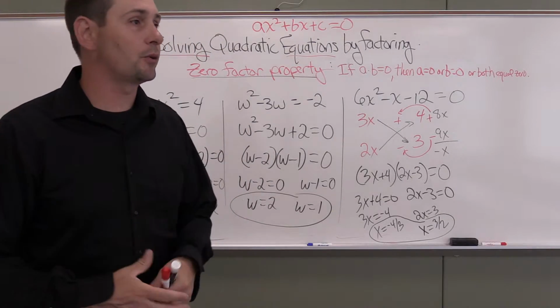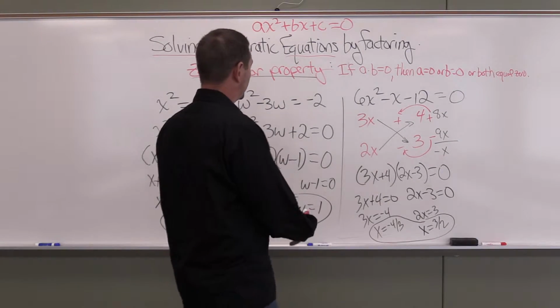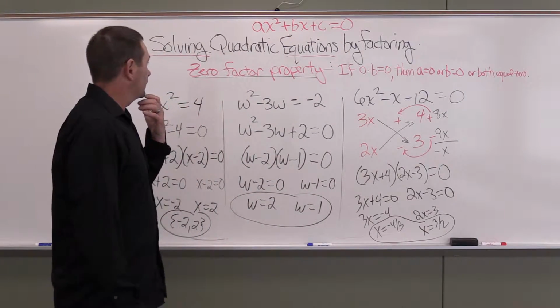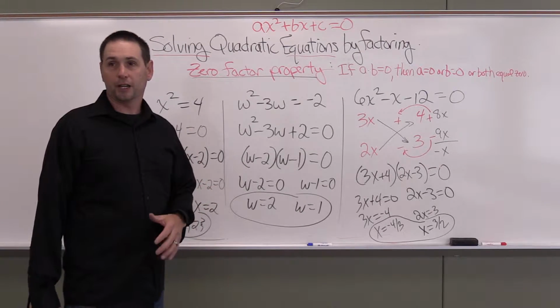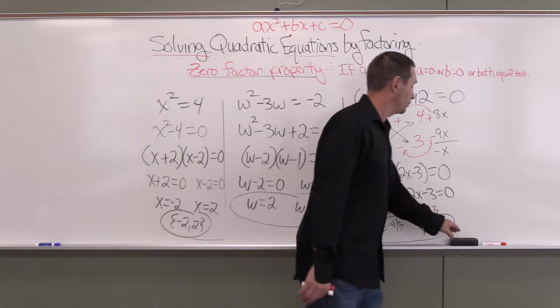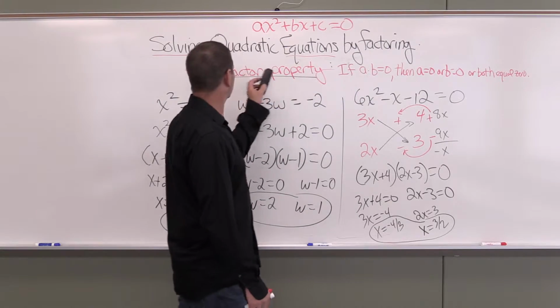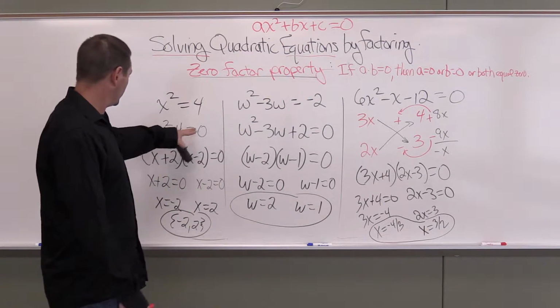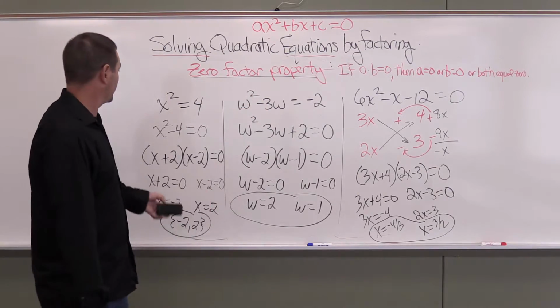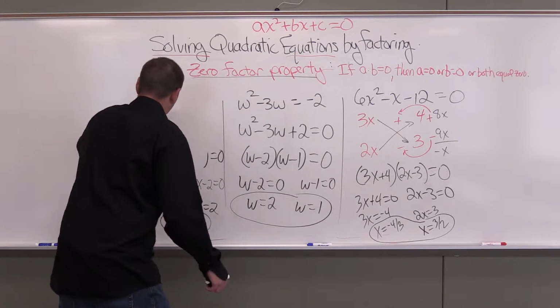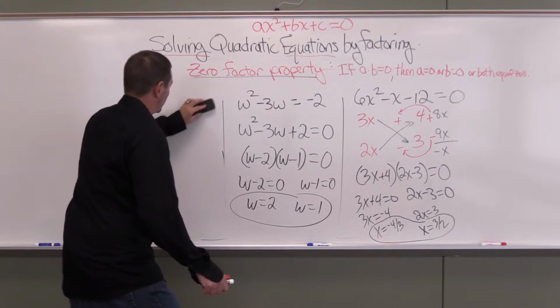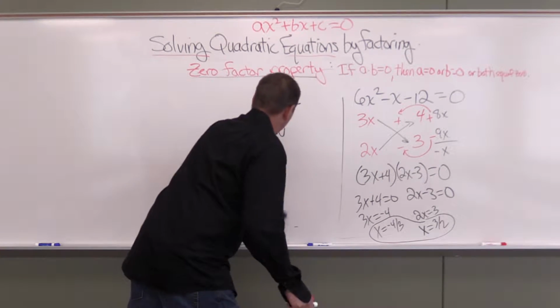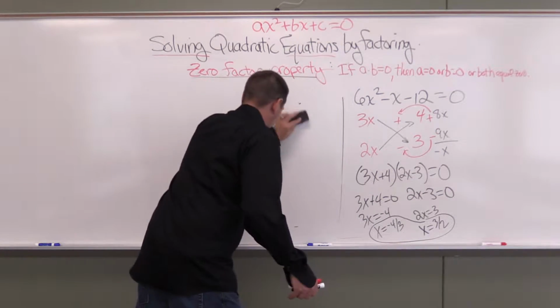I also would like to throw one more example at you because I was just thinking about this. You see some other types in the book where they try and trick you. Just remember, you have to have that one side set equal to 0. The zero factor property is the key on this. That's what we were doing here, getting one side set equal to 0, but they're going to throw problems at you like this as well. So let me write one up here and then we'll finish out with this one.